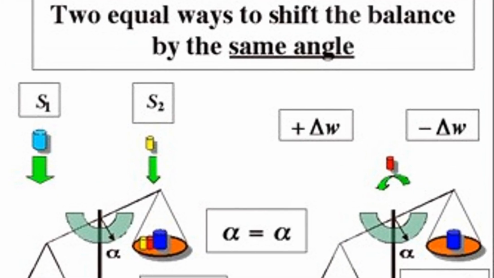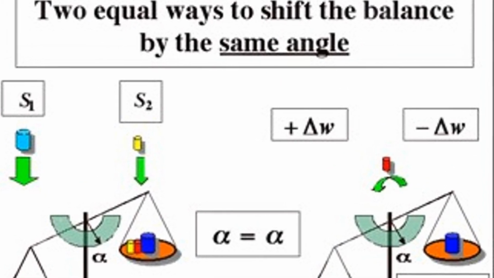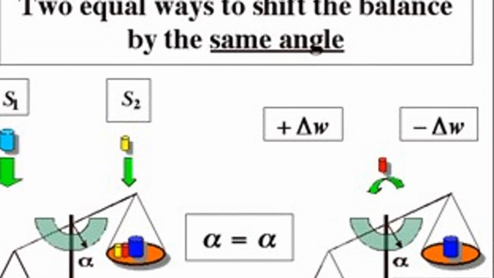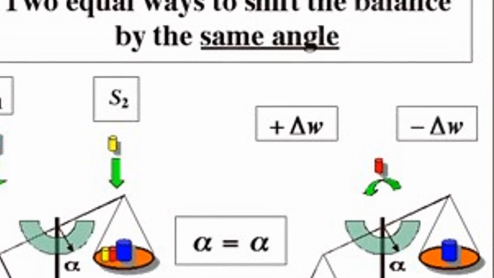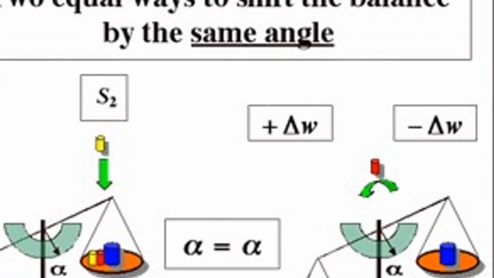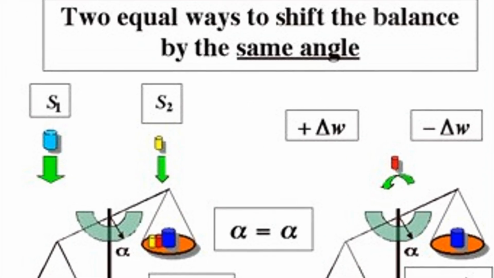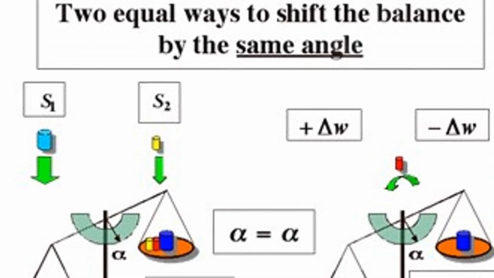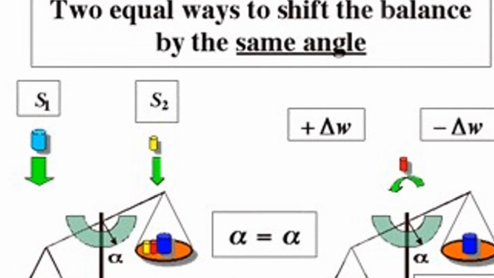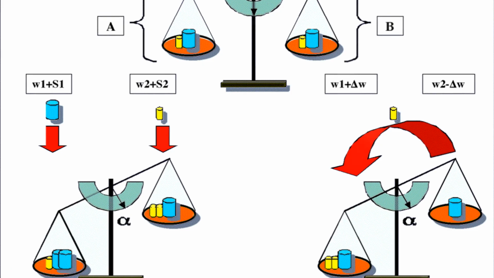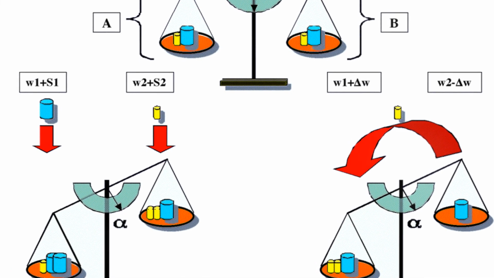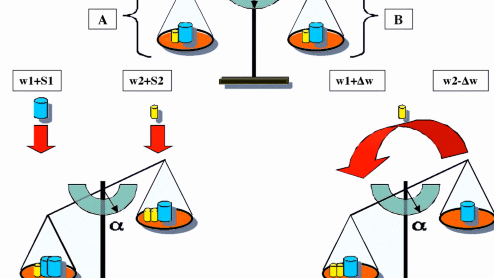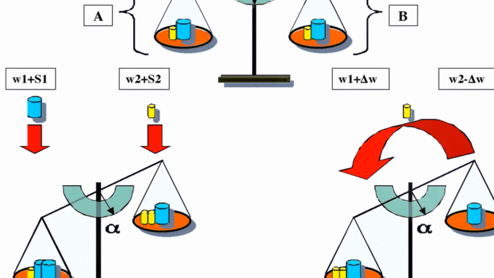The second method is a bit more subtle. Instead of adding weight, we shift some amount of weight from one side to the other. This is labeled as delta W in the right side of the picture. Even though the total weight remains the same, the balance tilts. This tilt occurs because the distribution of weight has changed, creating a new center of mass. In both cases, the balance tilts because the forces on both sides of the fulcrum become unequal.